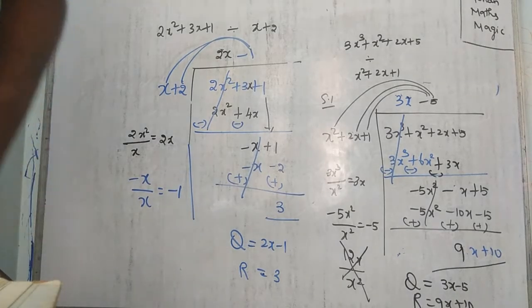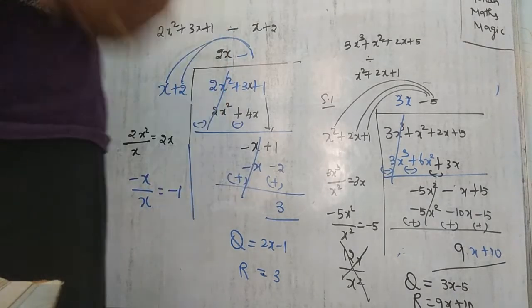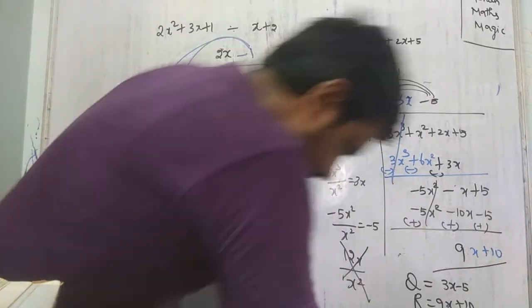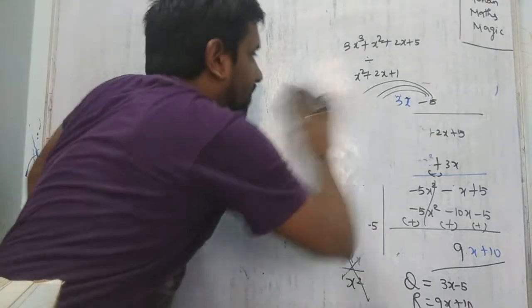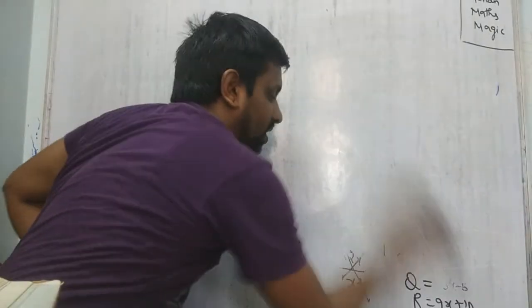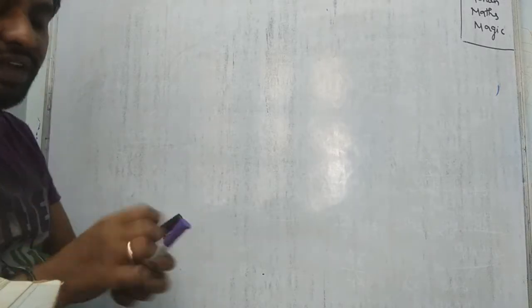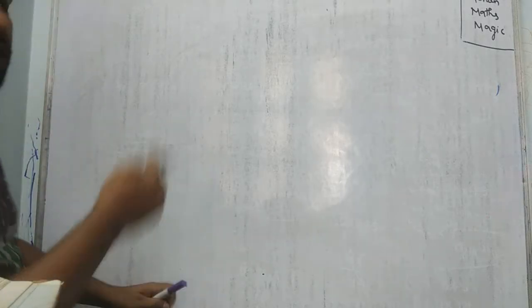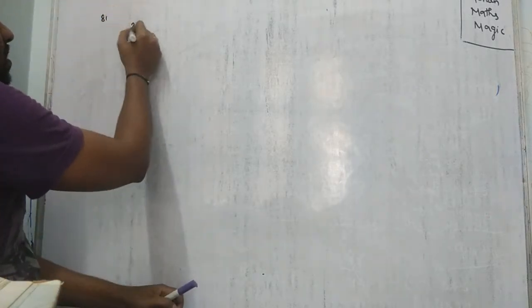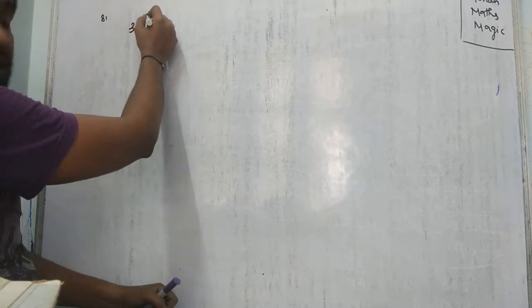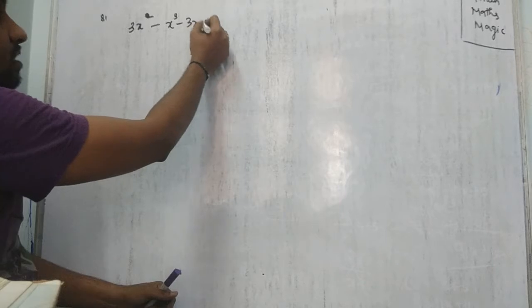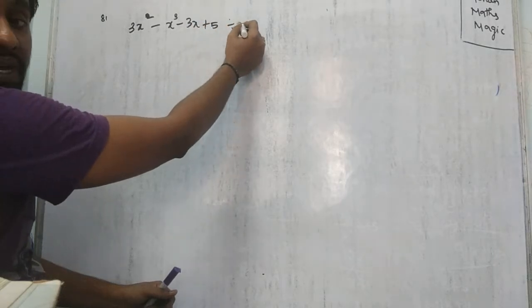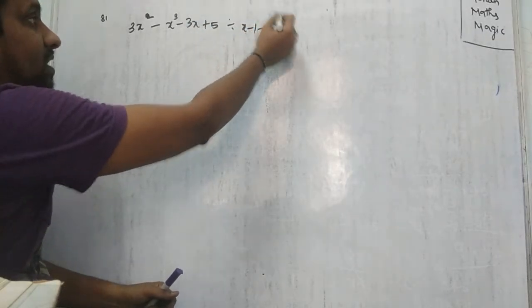So good afternoon. Example number 8, class 10th. Example number 8, long division method. I have already given you the introductions. Now I move on to the sums. Example number 8: divide 3x square minus x cube minus 3x plus 5 by x minus 1 minus x square.